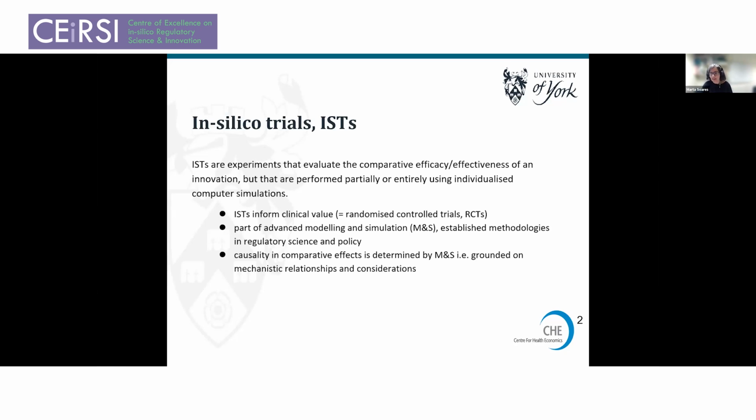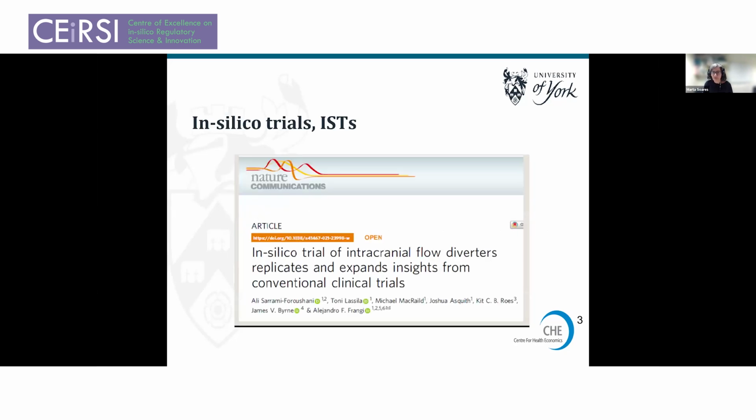So the causality in RCT evidence is typically achieved by randomization. We'll get to that in a couple of slides. Because we have quite a varied audience, and there might be people not so familiar with in silico trials, I present here an example which Alex, here in the call, has published. You can see the print screen of the paper in case you want to refer to it later and have a look at an example of an IST, an in silico trial.